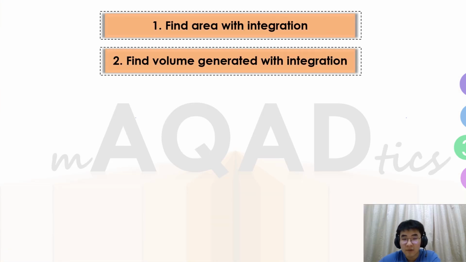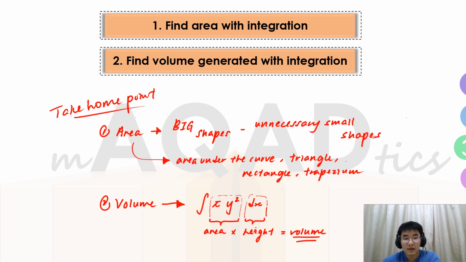Alright, here are the aims of this video. We need to learn how to use integration to find area and the volume generated, and here are our take-home points. So to find the area, we can use a technique, which is to find the big shape and minus out the unnecessary small parts. And sometimes for area, we need to learn how to find area under the curve, which is we need to use integration. Sometimes we need to find triangle, rectangle, and trapezium area to find the area of the shaded region that we want. And to find the volume, we also learned that for the formula, it splits into two parts. The pi y squared will be the area and dx will be the height. So we multiply these two values together, it will be our volume.